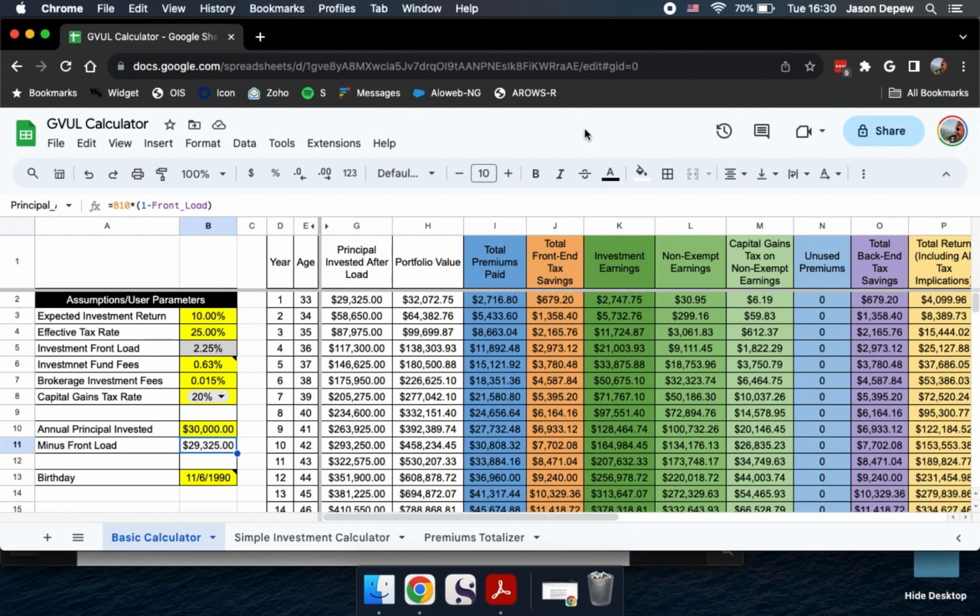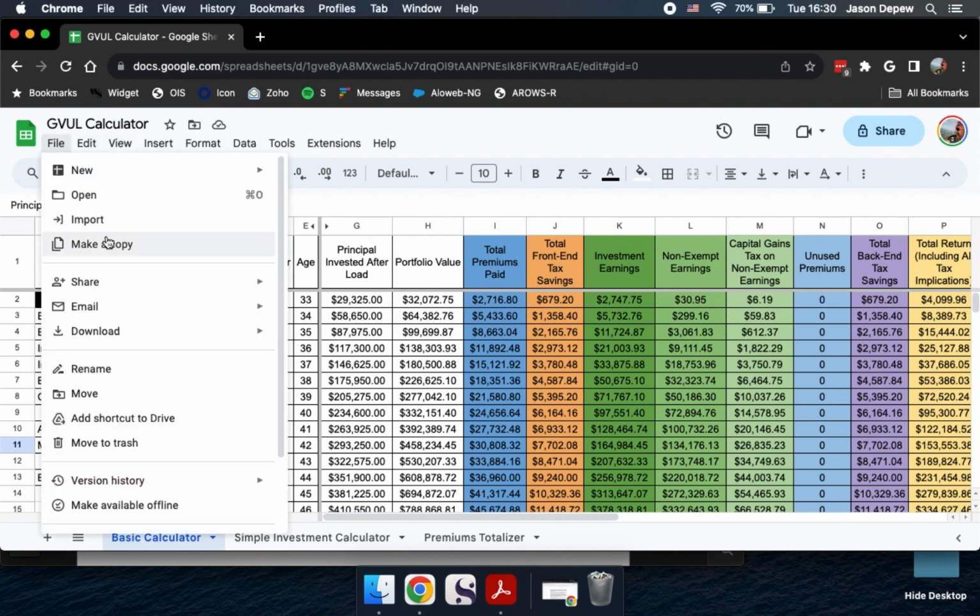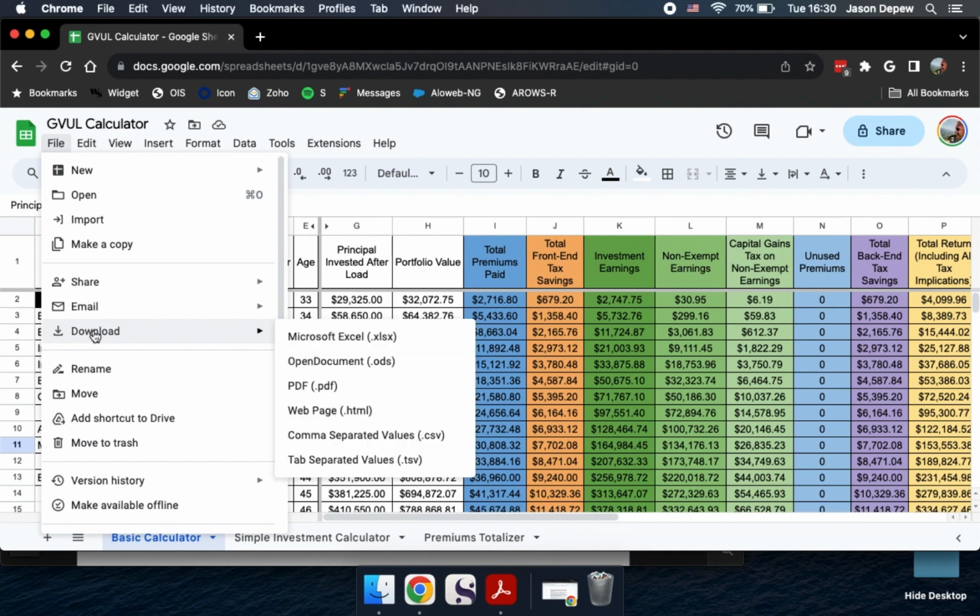Remember, don't ask permission to edit my copy of this calculator. I won't give it to you. Instead, you should be prompted to save your own copy, and if you aren't, just use File, Make a Copy, or File, Download, and you can download it as Excel or whatever other format you want.